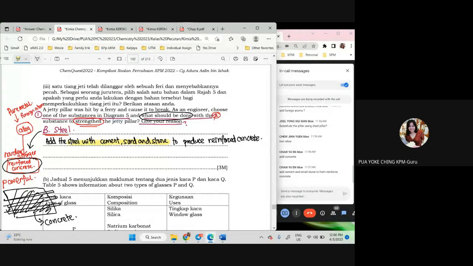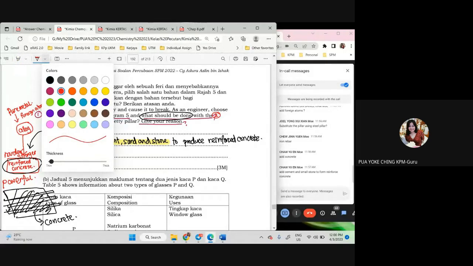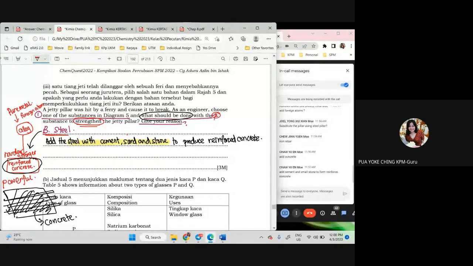Tapi lepas tu, dia buat perbaikan, dia terima add the steel with concrete. Okay? Concrete is actually this one. Okay? You punya cement, you punya pasir, you punya batu bata. Then you campur, gaul, then you dapatlah concrete. So mula-mula dia terima this one. Okay, sebab dia tanya what should be done. Means apa you buat, how. Okay, so boleh? This is your point 2.